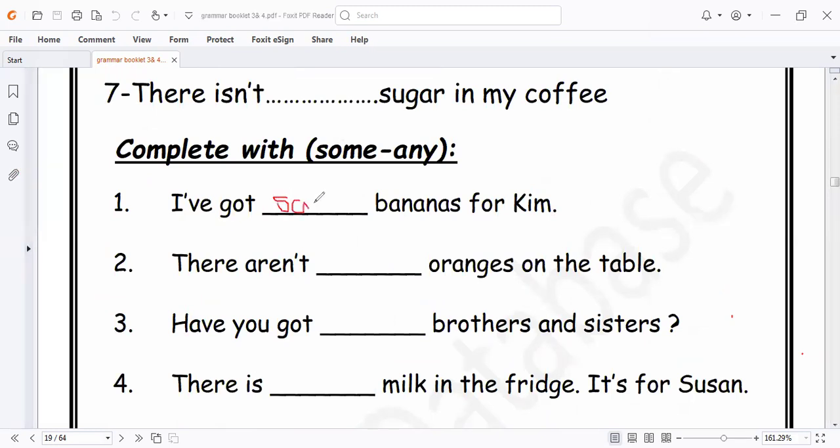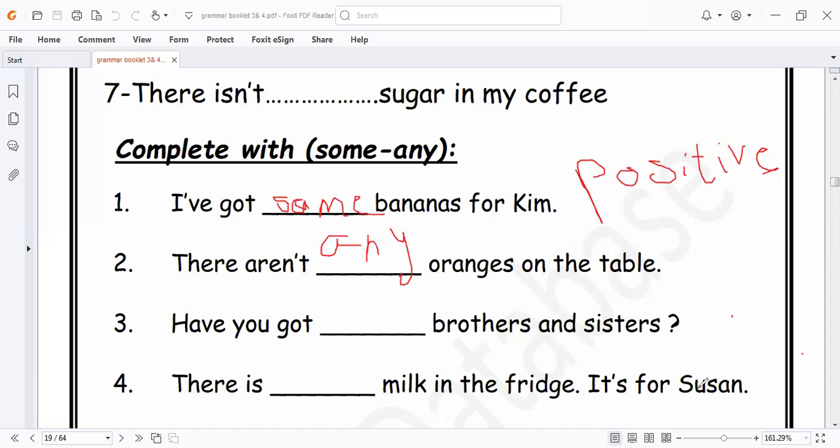Why do I put some here? Can you say why I put some here? Because the sentence is in positive form, the affirmative form. Okay, this is positive. There aren't any oranges.